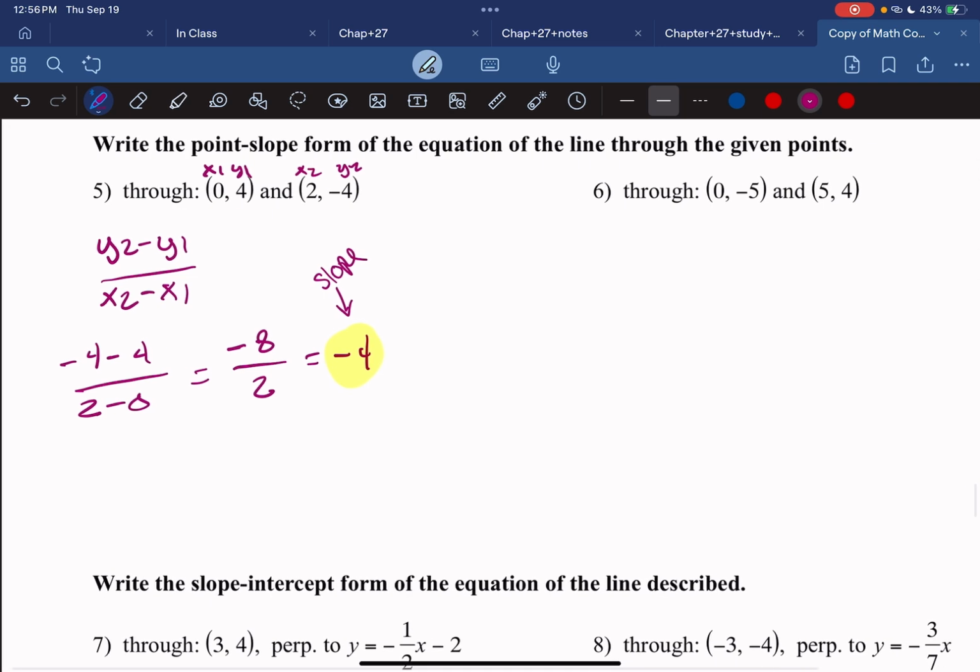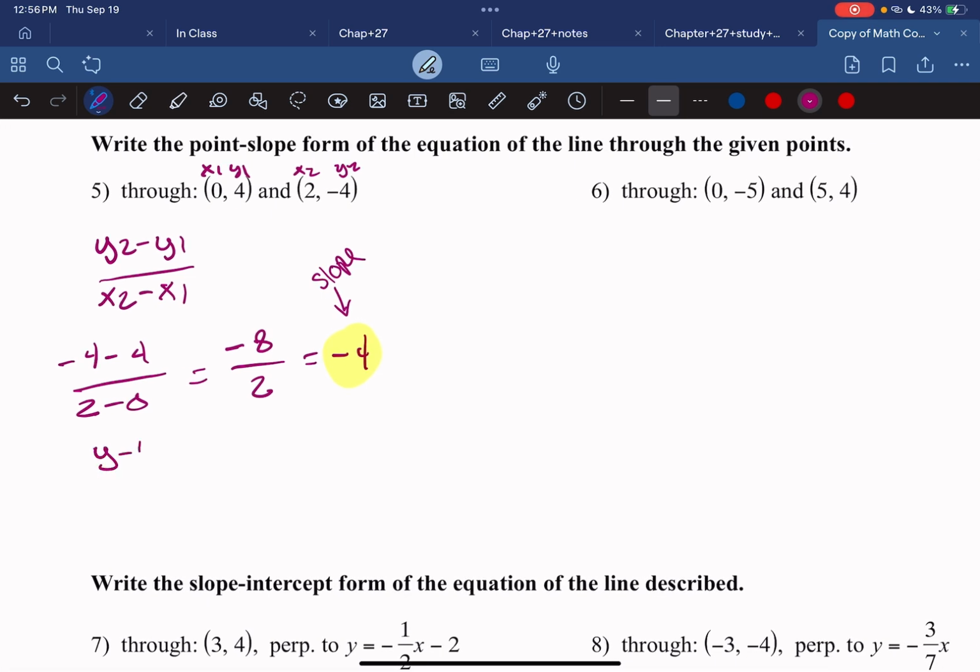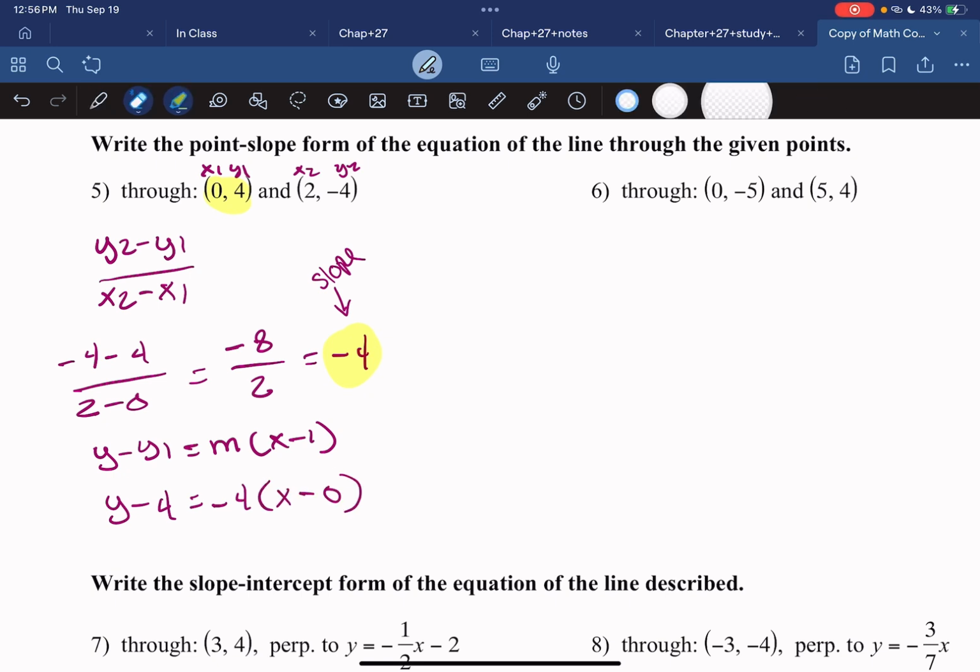And now let's put it in point-slope form. Point-slope form is y minus y1 equals m times x minus x1. Y minus, you can choose either of these 2 points. That's fine. I'm going to do this one just because they're both positive. Y minus y1, y is 4, equals the slope that we got, negative 4, times x minus 0. This is our answer because it's just asking for point slope, nothing else.